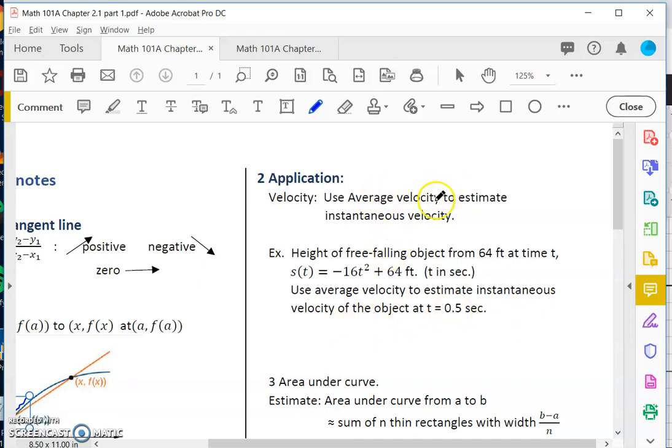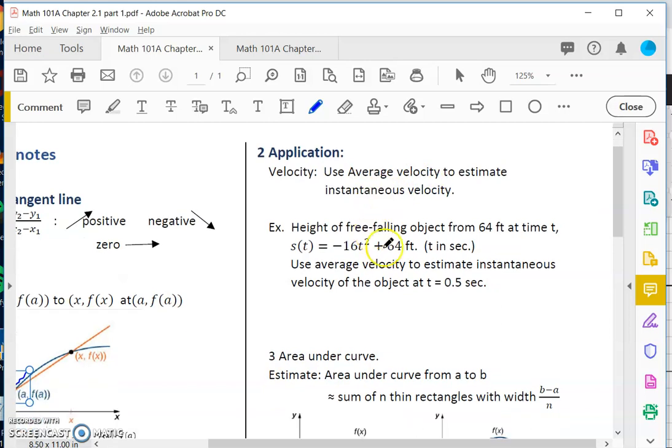So the application is if the function is describing distance, the instantaneous rate of change would be instantaneous velocity. The average rate of change would correspond to average velocity. So in application, we would use a distance function to estimate instantaneous velocity, kind of like when you drive a car, the speedometer tells you instantly what your velocity is. Okay, so we already studied some movement functions, that is free falling objects.